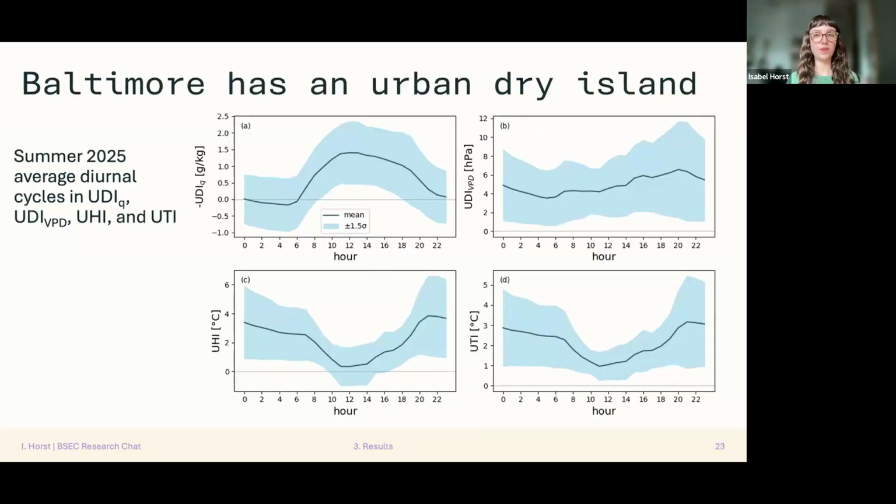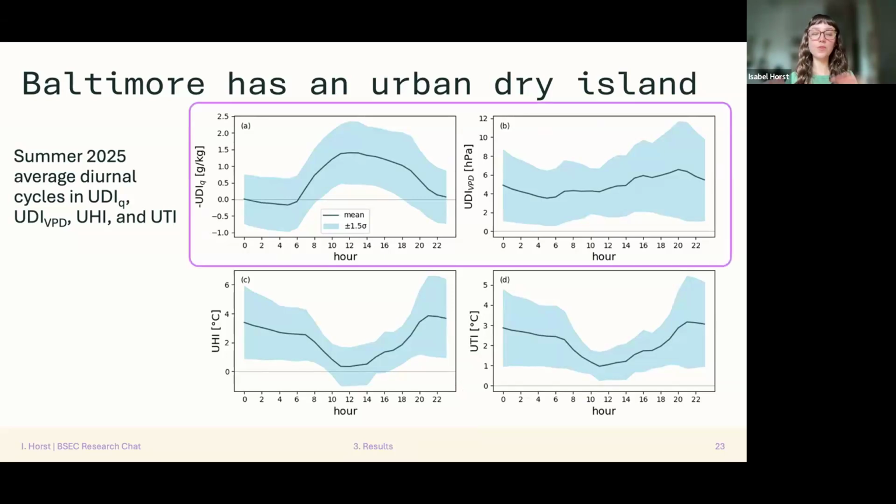So what did I find? Baltimore does have an urban dry island. These are diurnal cycle plots showing the 4 urban island metrics that I've measured. Just focusing on the top 2 plots, these are my urban dry islands. The absolute urban dry island is present really only during the day, throughout daylight hours, and then during the night it goes towards 0. Whereas the relative urban dry island, because it has this influence from temperature overnight, stays relatively constant throughout the day in a range from like 4 to 7 hectopascals.